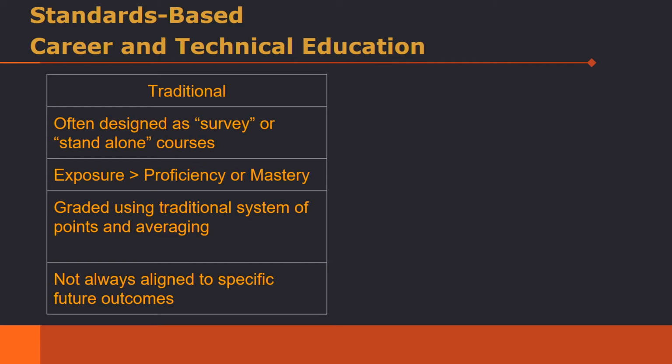So what's the difference between a traditional course and a standards-based course in career and technical education? Well, many of the traditional courses, many of the traditional vocational courses were designed more as survey or standalone courses. And exposure to different types of work was more important than proficiency or mastery. And the courses were always graded in a traditional system, awarding points for different activities and averaging those points together to create a final grade. And the course wasn't always aligned to a specific future outcome.